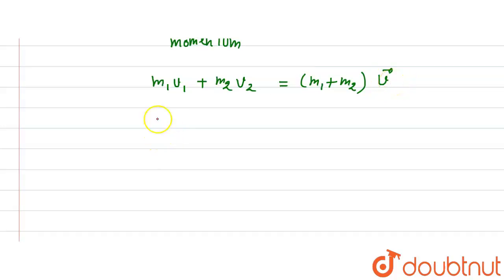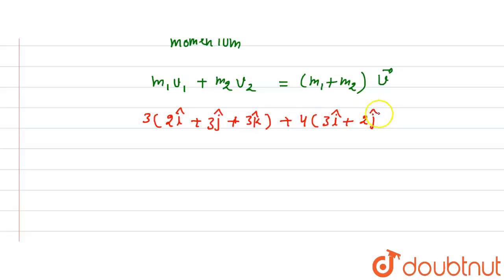Now put in the values. So we can write m1 is 3 and velocity is 2 i cap plus 3 j cap plus 3 k cap, and m2 is given as 4, velocity is 3 i cap plus 2 j cap minus 3 k cap, equal to m1 plus m2, that means 3 plus 4, times v. The two bodies stick together after collision.